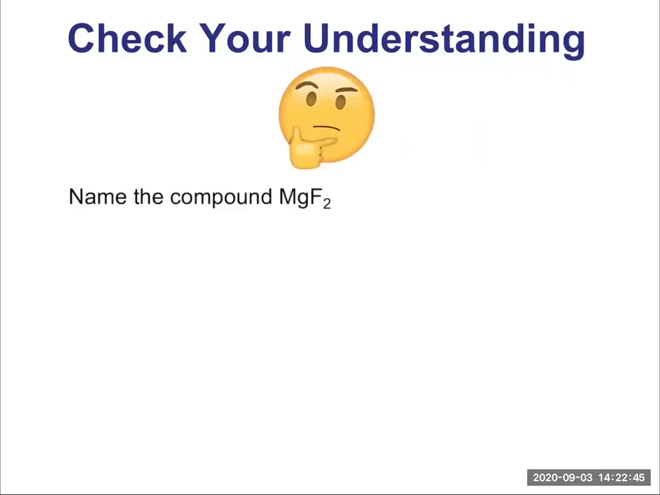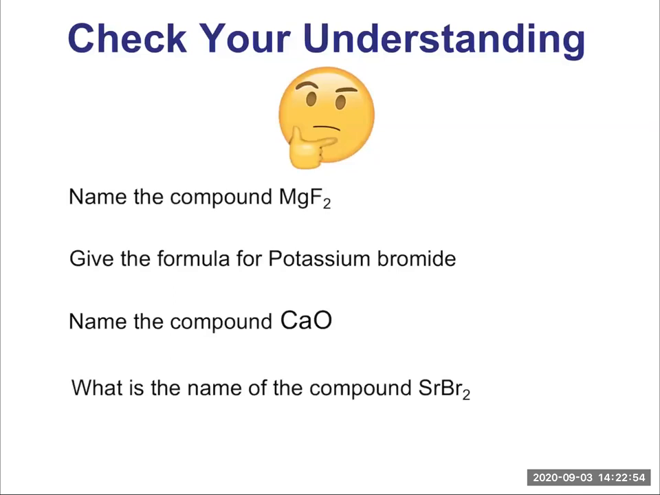So let's have a practice. How will you name this one? What type of metal is it? Type 1 or type 2? Type 1. So it will be magnesium fluoride. How will be the formula of this one? Potassium bromide, calcium oxide, strontium bromide. Strontium is 2+, bromine is -1, and your crisscross is SrBr2.